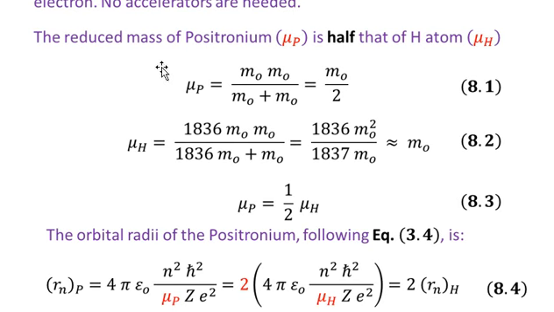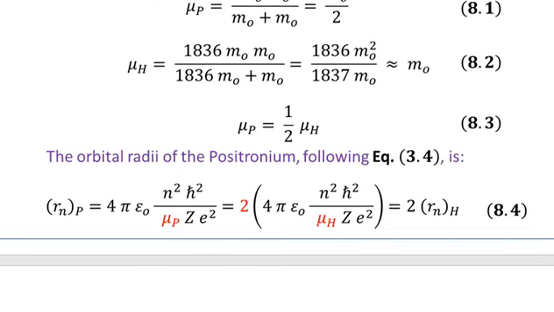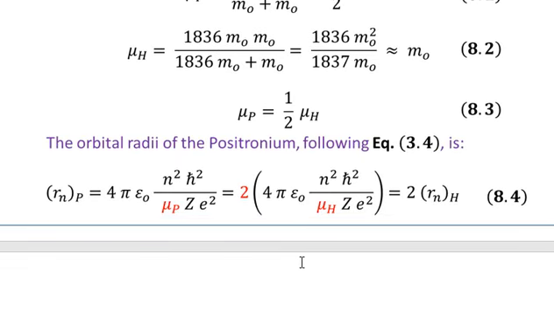So we can say that the reduced mass of the positronium, represented by μp, is half that of the reduced mass of the hydrogen, represented by μh, as shown in equation number 8.3. Now let's calculate the orbital radii of the positronium atom.